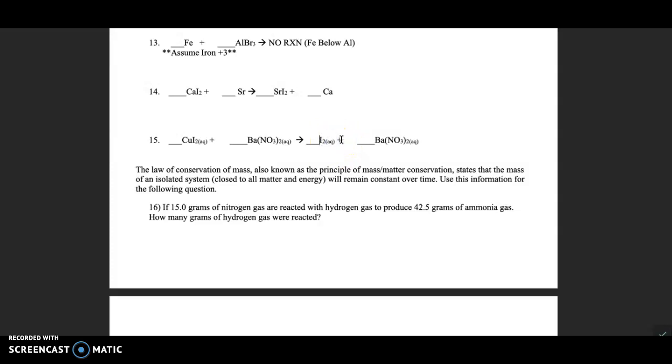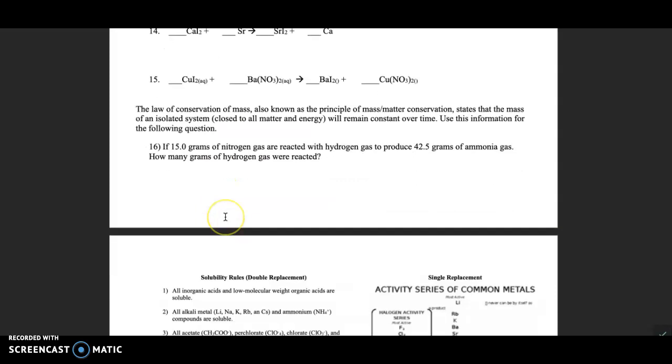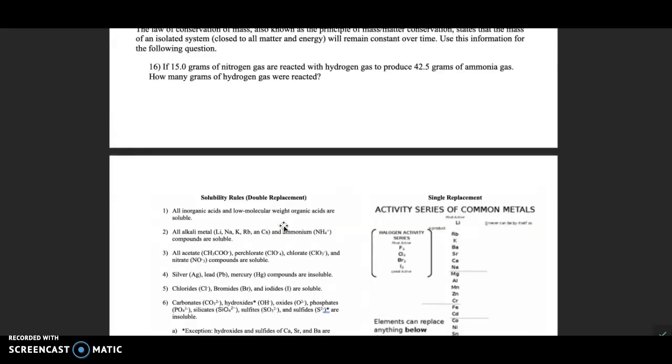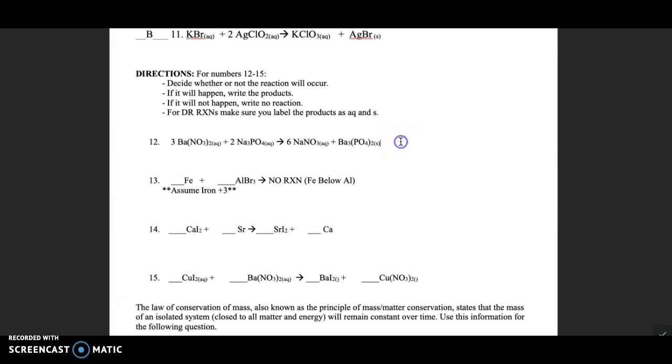So here, barium's going with iodine. Ba is a 2, I is a 1, so I get BaI2. That's great. And copper from over here is also a 2, so I'm getting copper nitrate. So let's see if either of these is a solid. For this one I forgot to mention, this is a reaction. Will occur.